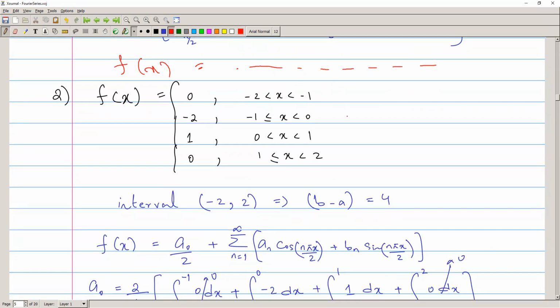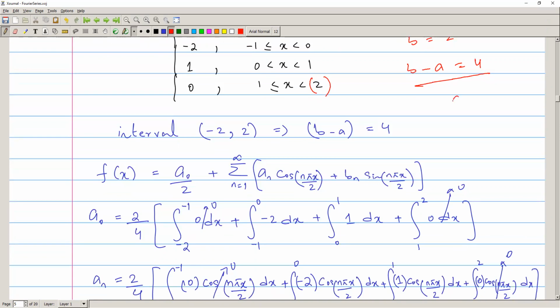Here again it's a piecewise function. The method is the same: greatest value and lowest value. So a is equal to -2, b is equal to 2, so b minus a will be equal to 4, right? Then cosine of 2n pi x divided by 4 now will be cosine of n pi x over 2, right? Similarly, sine of n pi x over 2.